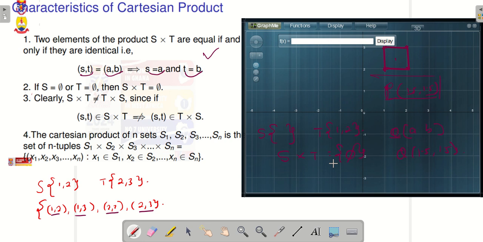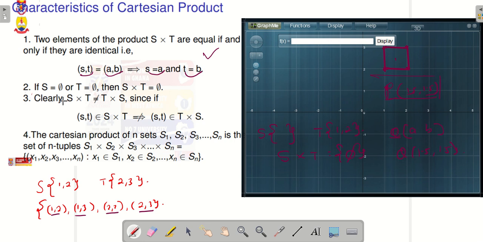So that is the second property. Let's take note of that. Whenever you have two sets whereby either both sets are empty or one is an empty set, the Cartesian product of those two sets will also be an empty set.